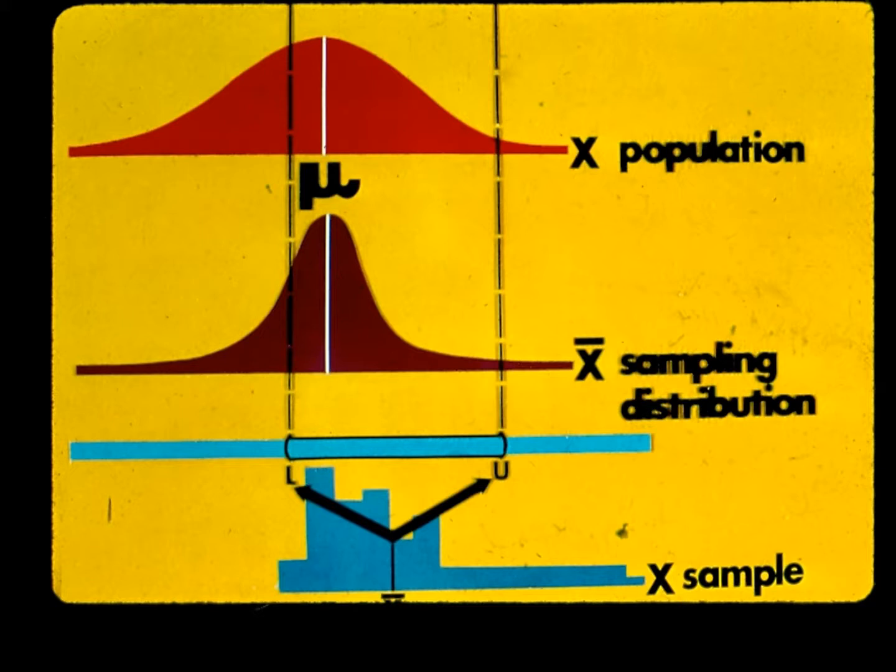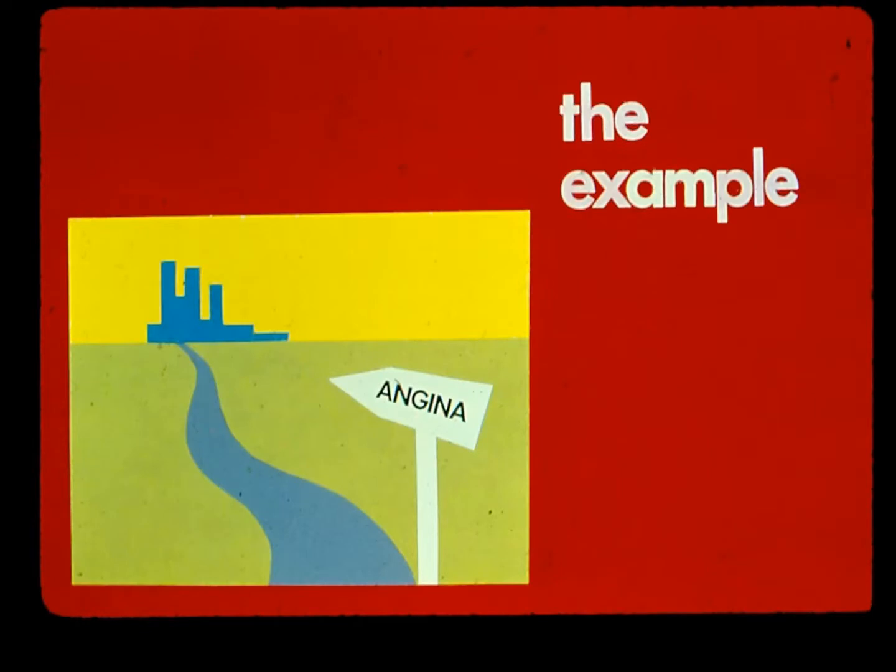They will always be shown in these relative positions and in these colors: blue for the sample, purple for the distribution of the sample mean, and red for the population. We are now ready to show how to derive a confidence interval by reasoning our way through a realistic example.